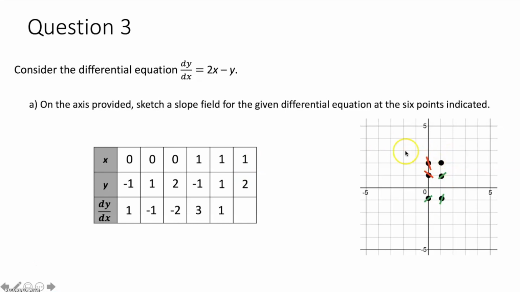Lastly, we're going to plug in this point (1, 2) into our differential equation. We plug in 1 for x, 2 for y. We simplify, we end up getting dy/dx is equal to 0, meaning the slope of the line tangent to our solution curve as it passes through this point is going to be 0. So we create a little line segment that has a 0 slope that passes through this point. We are done. We have created our slope field.